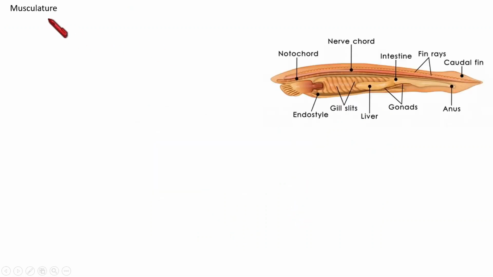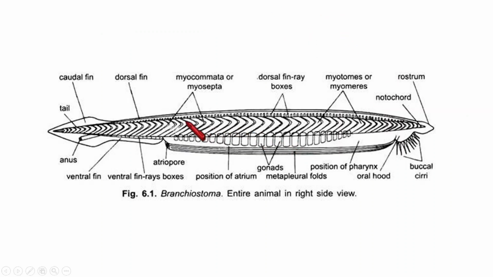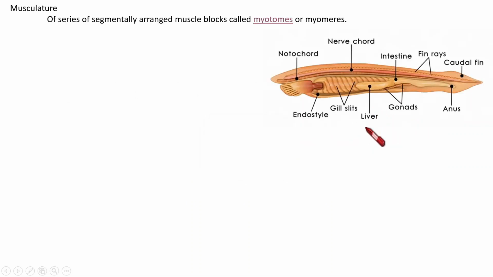Then what about its musculature, muscles? They are arranged as segments. I will show you in another picture. Anyway, just note that the muscle is arranged in the form of segments in blocks, and those blocks are called myotomes. Note that name, it can come as a one mark question: myotomes or myomeres. I will show you that muscle arrangement. So the muscles are arranged in the form of segments, and each segment is called a myotome or myomere, serially along its body.